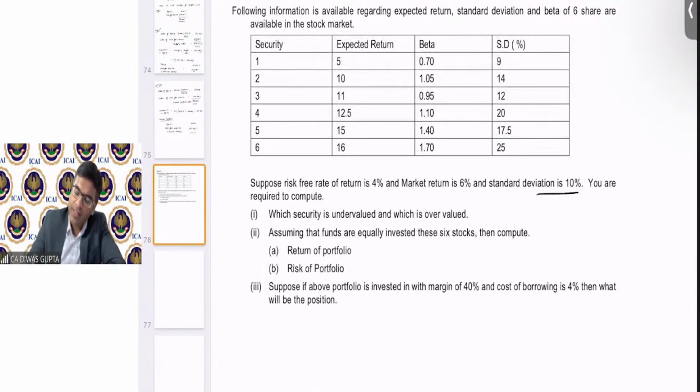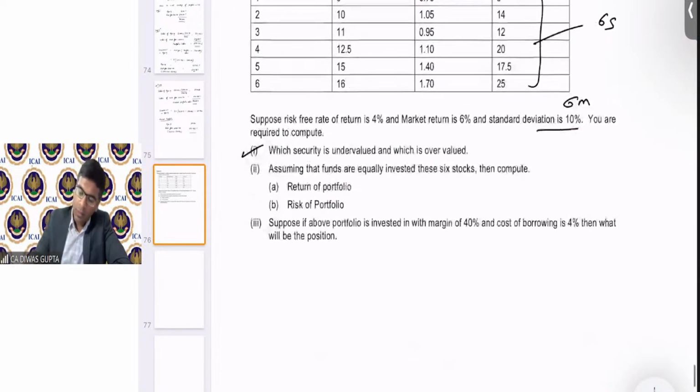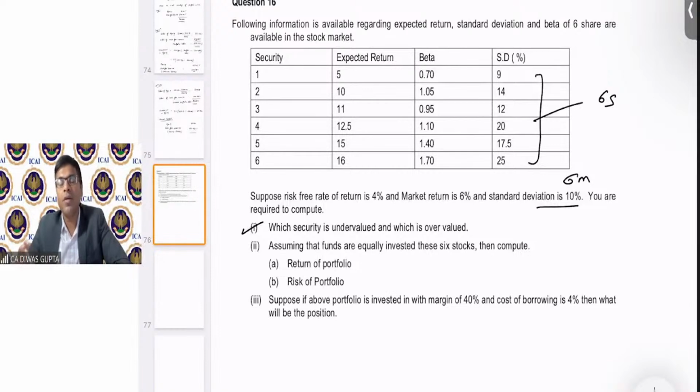So this standard deviation, students, they have given for the market. This standard deviation they have given for the stocks, respectively, as per their own betas, right? And expected return is expected return. We are required to compute which security is undervalued and which security is overvalued. This is an easier one. So whenever the question talks about undervaluation or overvaluation, we have to calculate the CAPM-related expected return, and compare it with the returns that the security is giving.